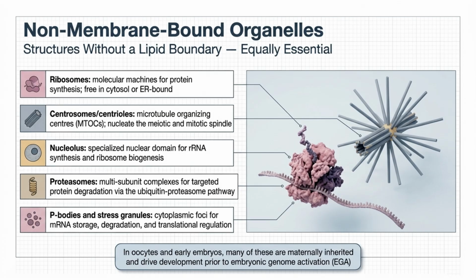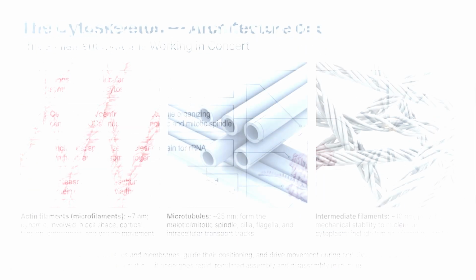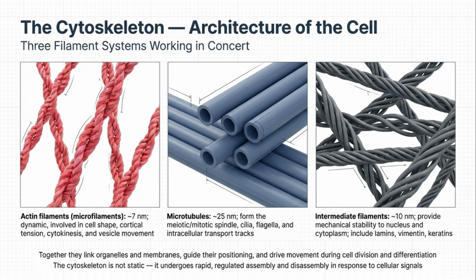Now let's move to the structural framework that ties all of these organelles together, the cytoskeleton. The cytoskeleton is simultaneously the scaffolding, the highway network, and the contractile machinery of the cell. Without it, organelles would drift randomly, cell division would be impossible, and the cell would lack any capacity for directed movement or organized structure. It is composed of 3 distinct filament systems, each with a unique diameter, composition, and functional specialization.